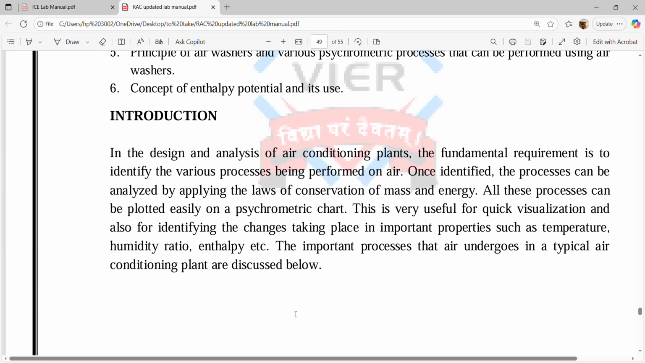In the design and analysis of air conditioning plants, the fundamental requirement is to identify the various processes being performed on air. Once identified, the processes can be analyzed by applying the laws of conservation of mass and energy. All these processes can be plotted easily on a psychrometric chart. This is very useful for quick visualization and also for identifying the changes taking place in important properties such as temperature, humidity ratio, enthalpy, etc. The important processes that air undergoes in a typical air conditioning plant are discussed below.